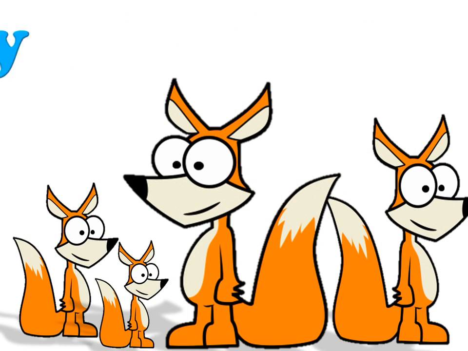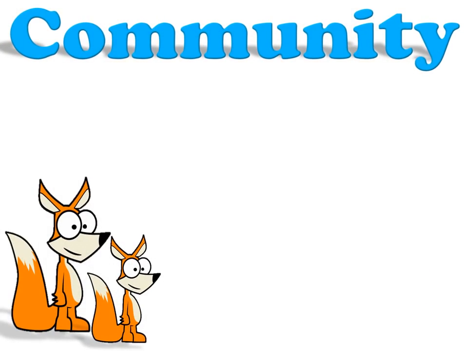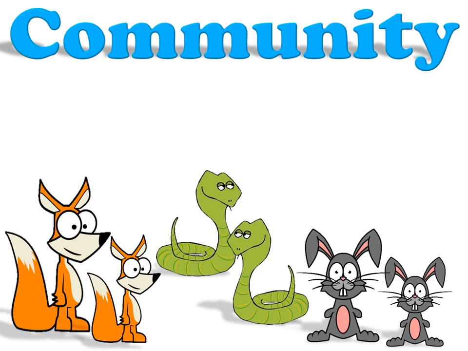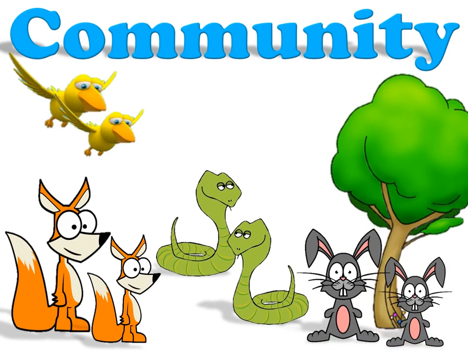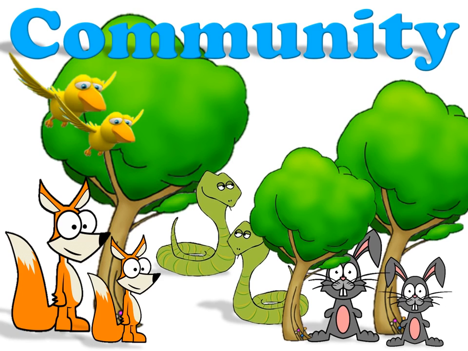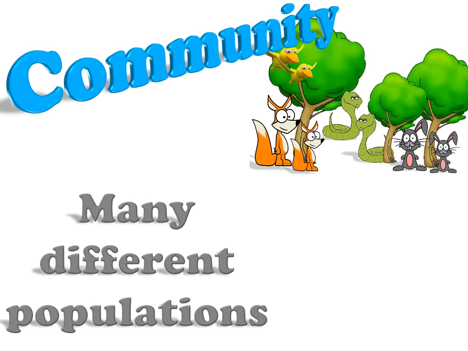But if I wanted to make a population a community, we'd have to change a few things. In a community, you still have the population of foxes, but you also have other populations that the fox might come across. A population of rabbits, a population of snakes, even a population of birds. And don't forget, plants are living things too. A population of trees also help to define a community. A community is many populations. So a community includes all the populations in an area.